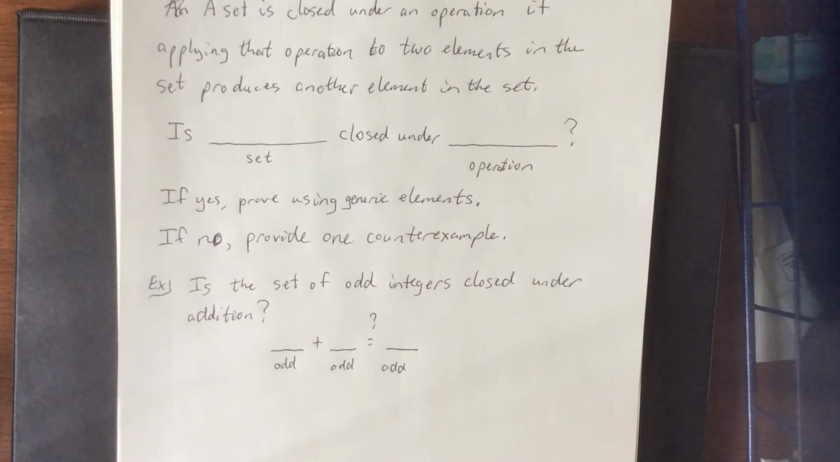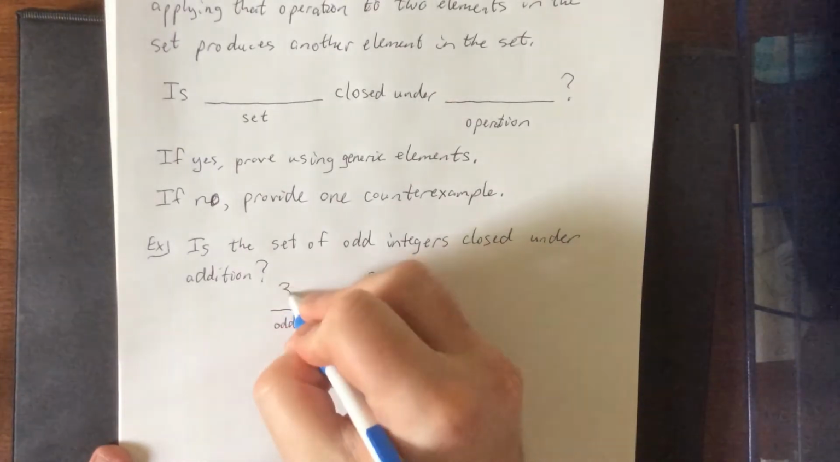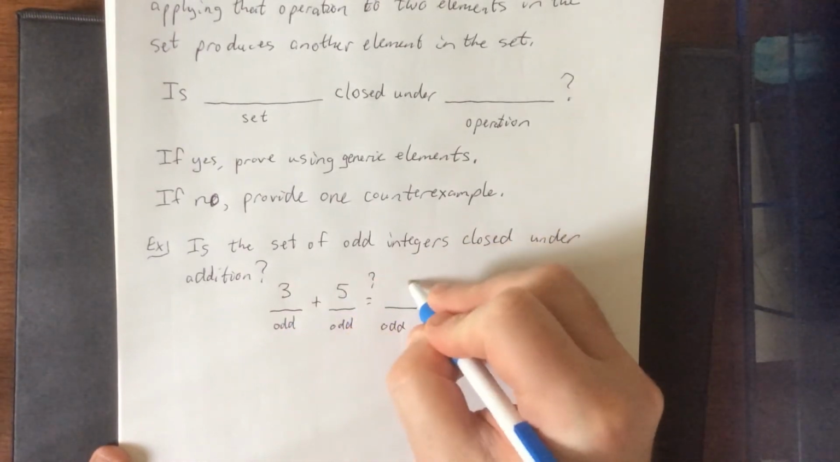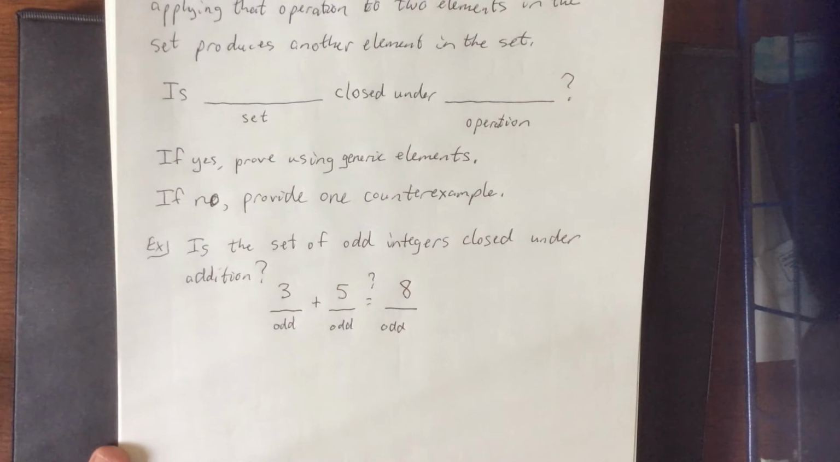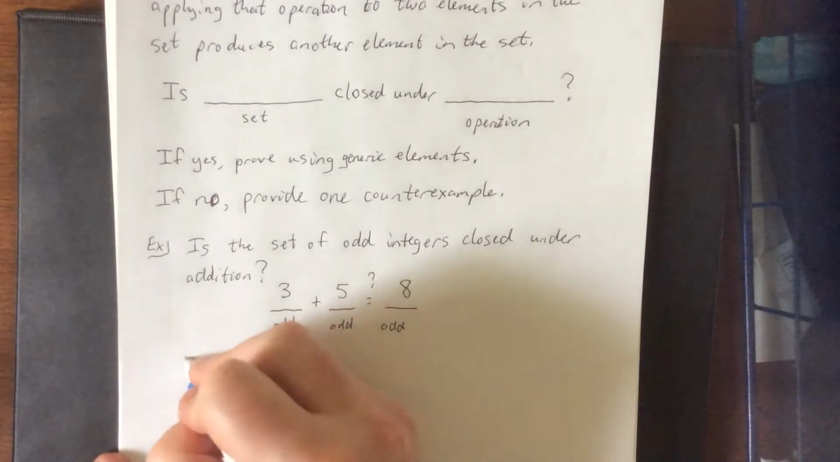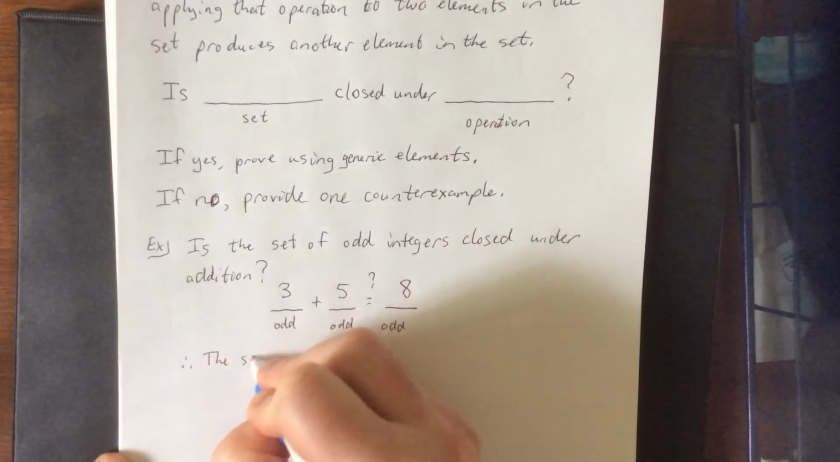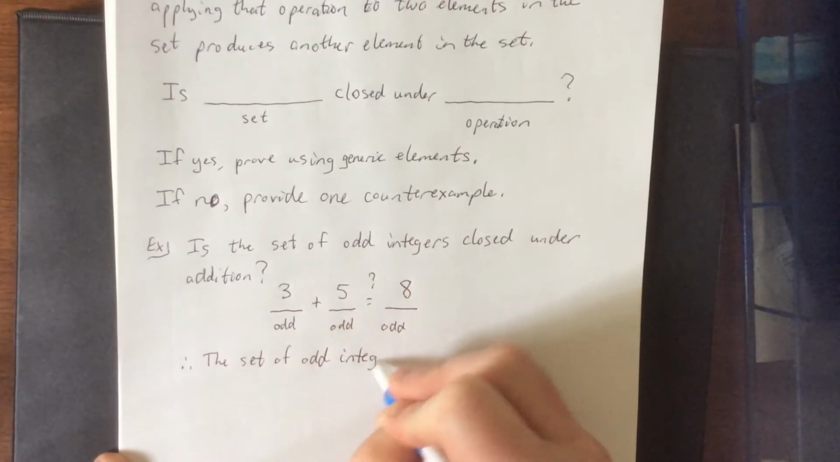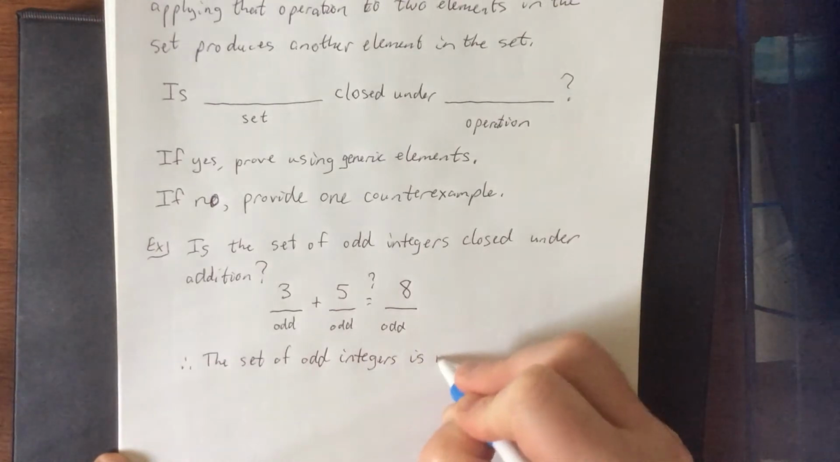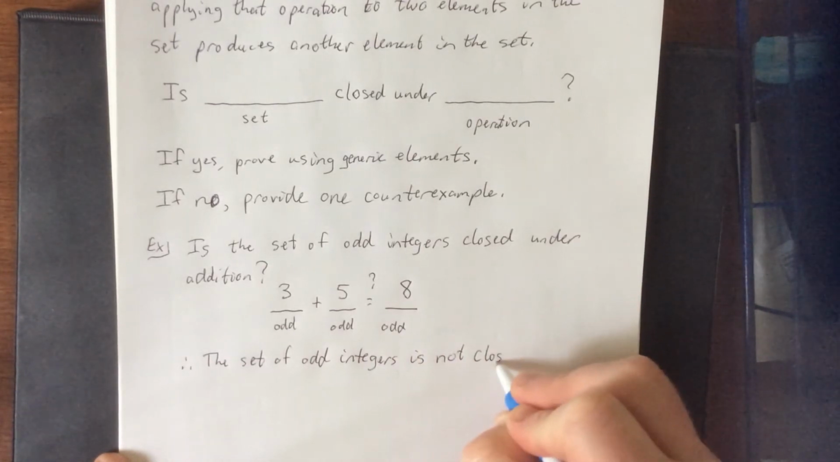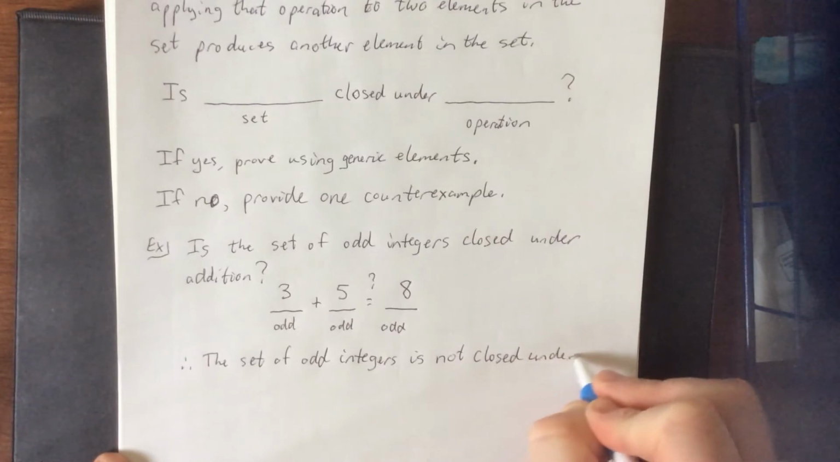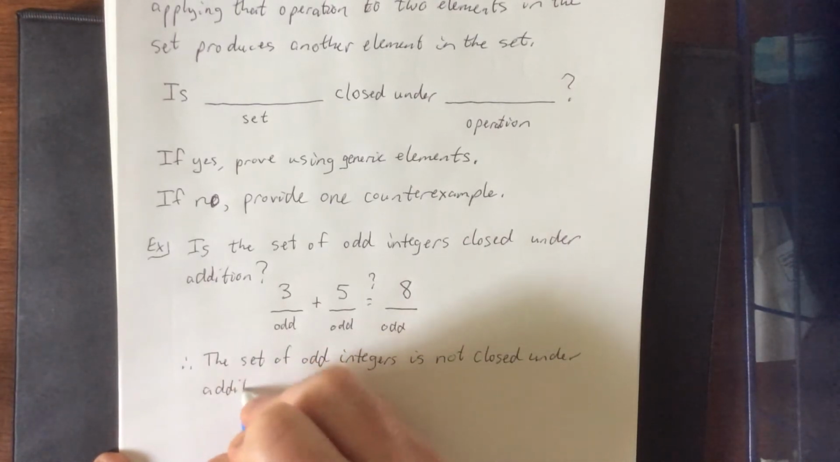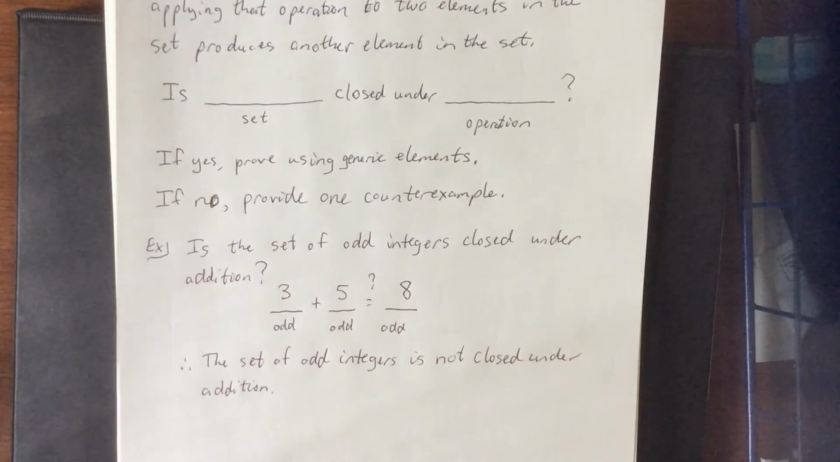And the answer to this is absolutely not. You can take any odd number and add to it any other odd number, and you are actually guaranteed to wind up with an even number. So we can say, therefore, the set of odd integers is not closed under addition.